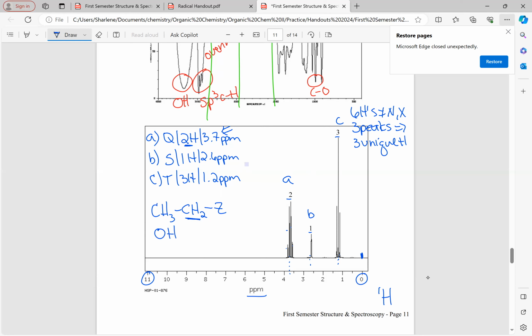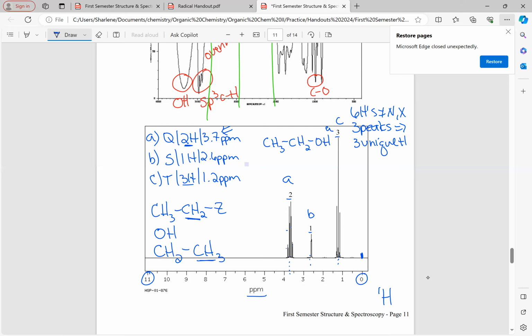And then last but not least, how do you get a triplet? You have a CH2 next to you, and it integrates for 3, so you're a CH3, so that's the one. And at 1.2, that's just normal. And so those are all the pieces, and when you are done, you draw the entire structure out, and then you label who goes where.